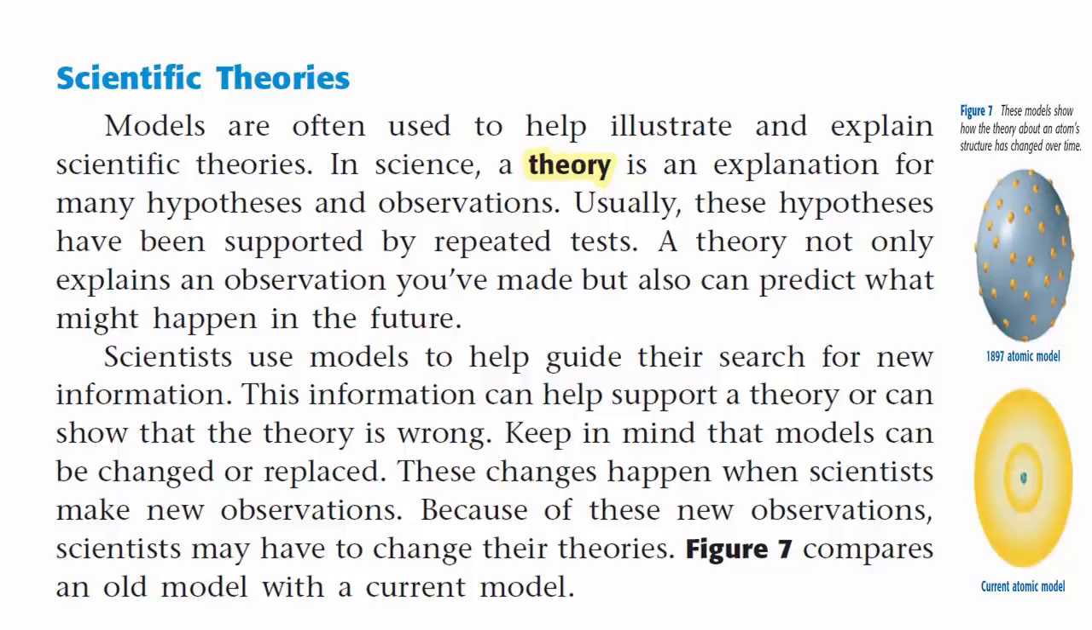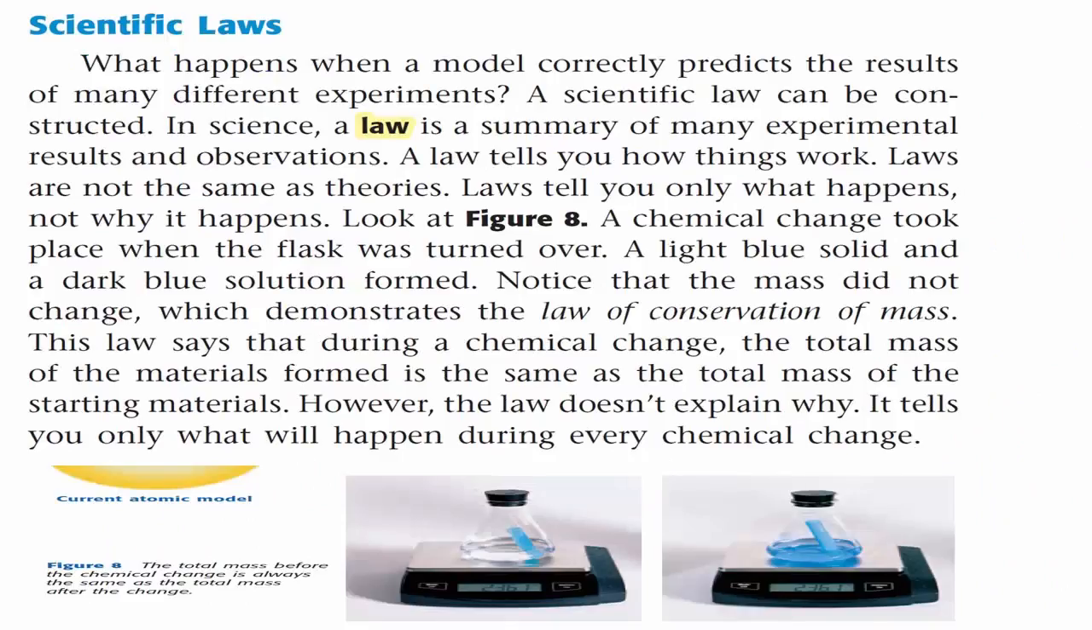Scientists use models to help guide their search for new information. This information can help support a theory or can show that the theory is wrong. Keep in mind that models can be changed or replaced. These changes happen when scientists make new observations. Because of these new observations, scientists may have to change their theories. Figure 7 compares an old model with a current model.